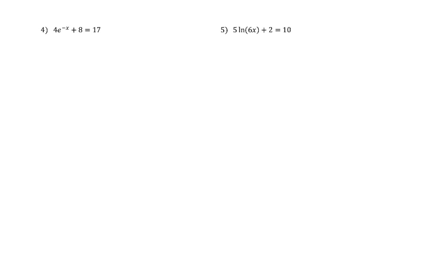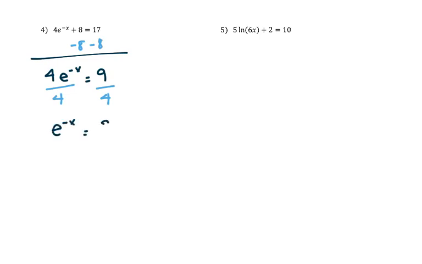So pretend that you had something like 4x plus 8 equals 17, and you had to get x by itself. You'd start by subtracting the 8 and then dividing by the 4. So we're going to do the exact same thing here. Subtract the 8. We're going to get 4e to the power of negative x is equal to 9. The next thing that we're going to do, divide by 4. Leave that 9/4. We already have approximate answers that we've been dealing with, so if you can leave it exact for as long as you can, that's going to help us out.